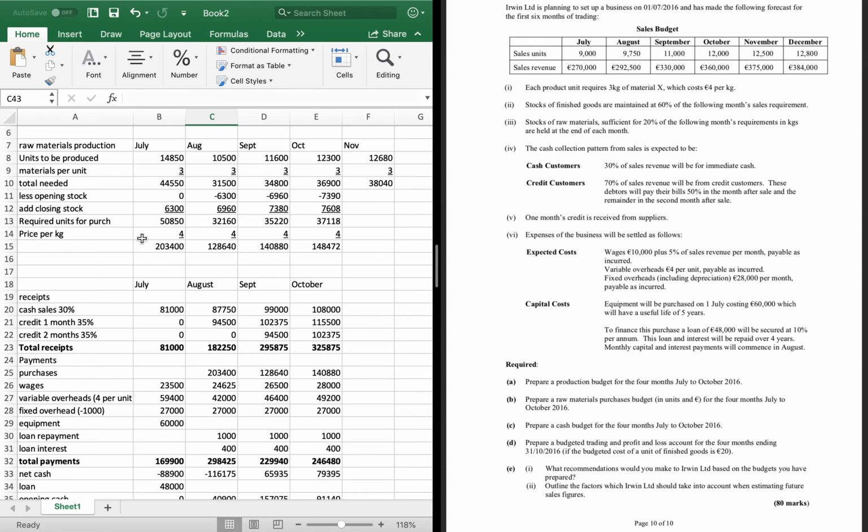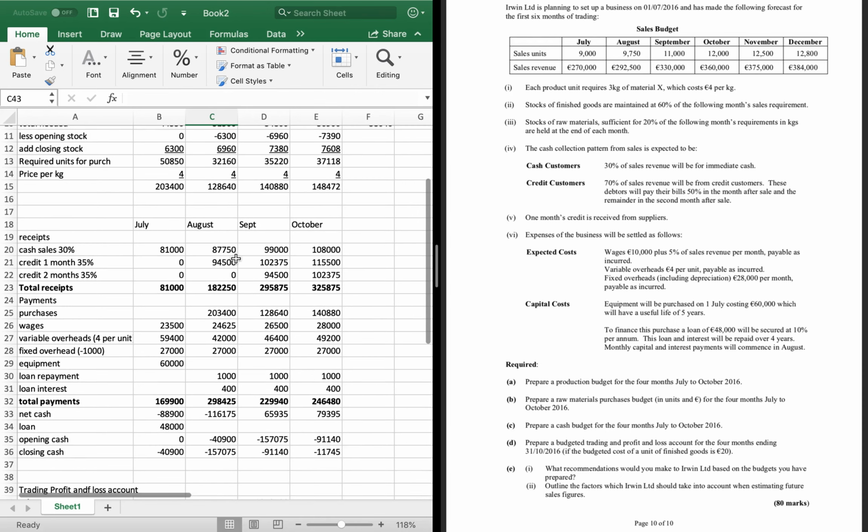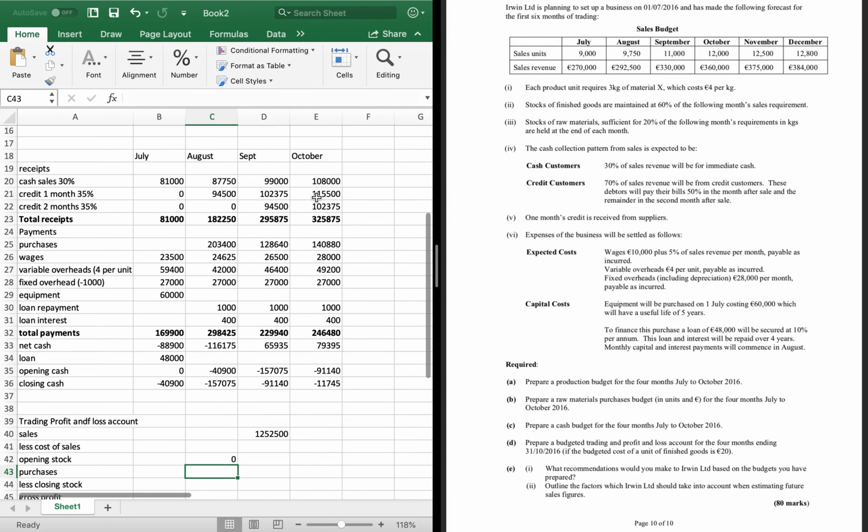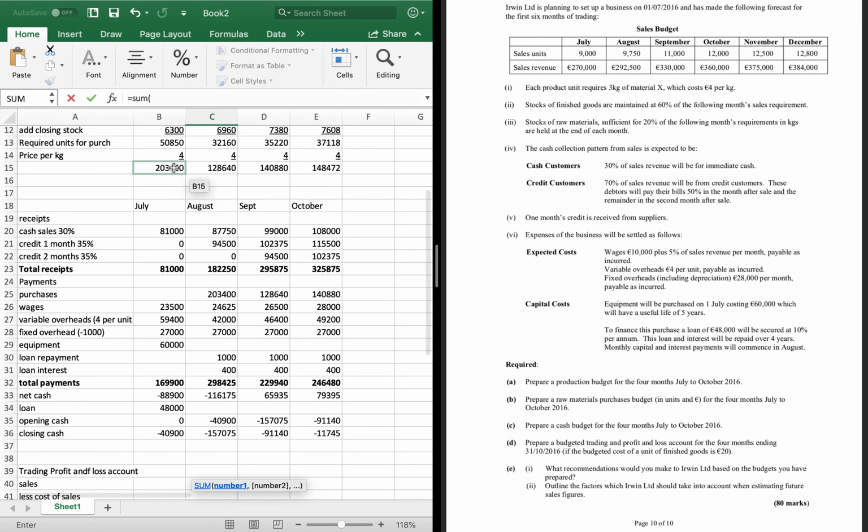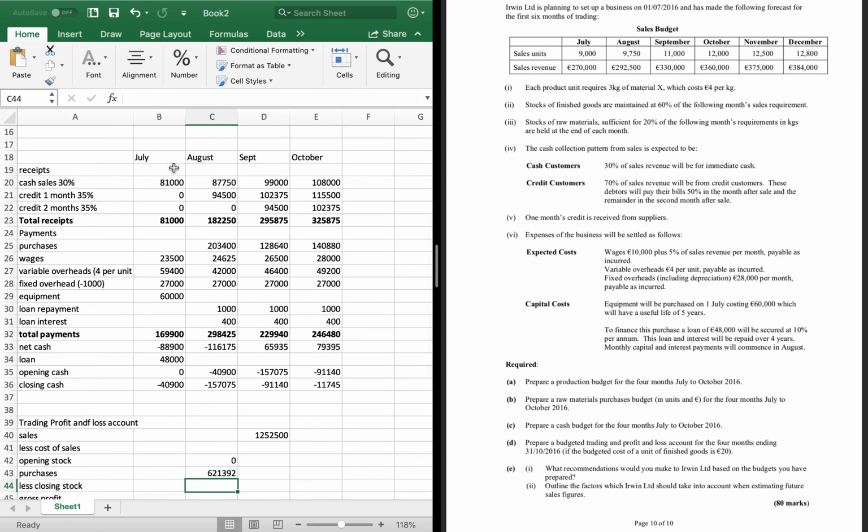Which is these four here added together. Sorry, I just lost my marking scheme for a second. So it's 203,400 plus 128,640 plus 148,80 plus 148,472. So these four numbers added together make up your purchases. Okay, so that's 621,392.